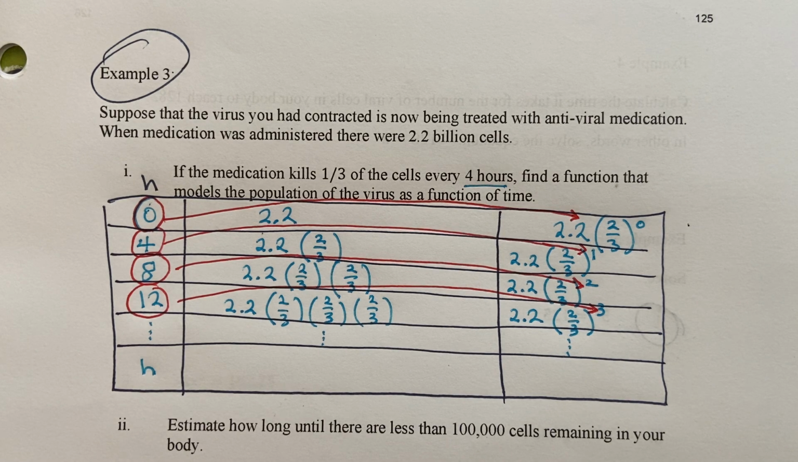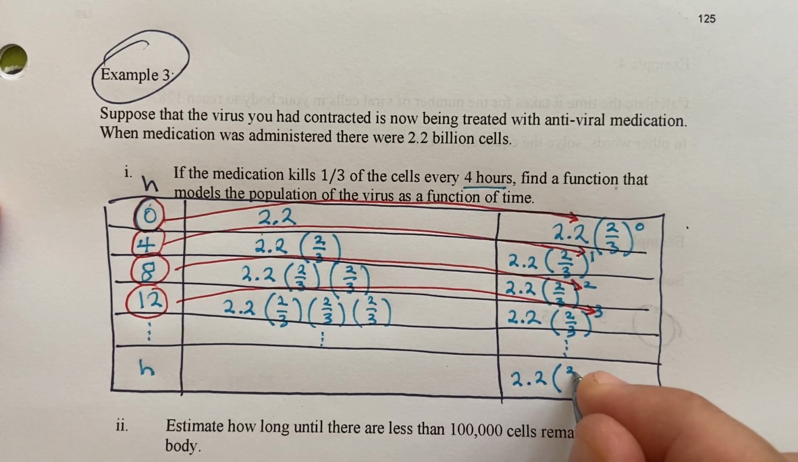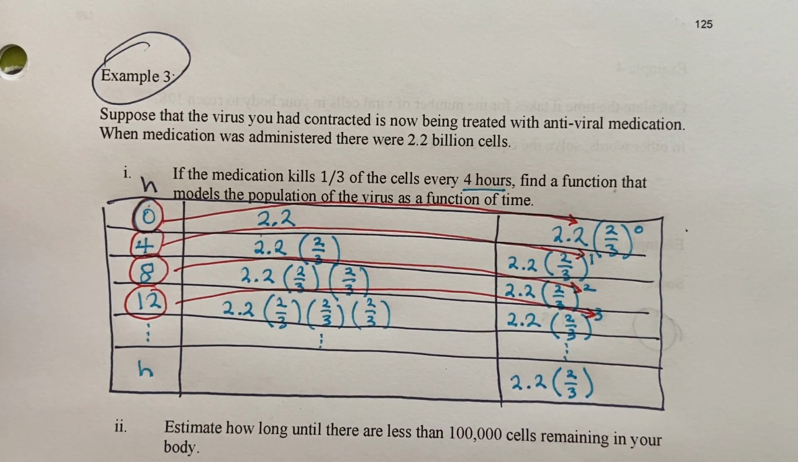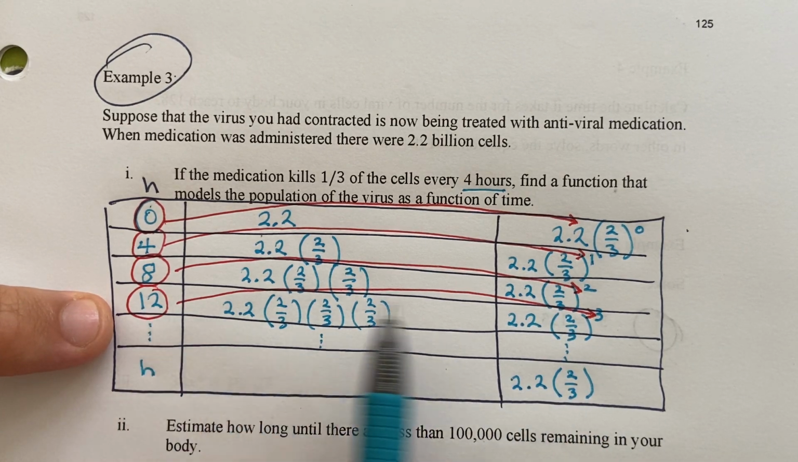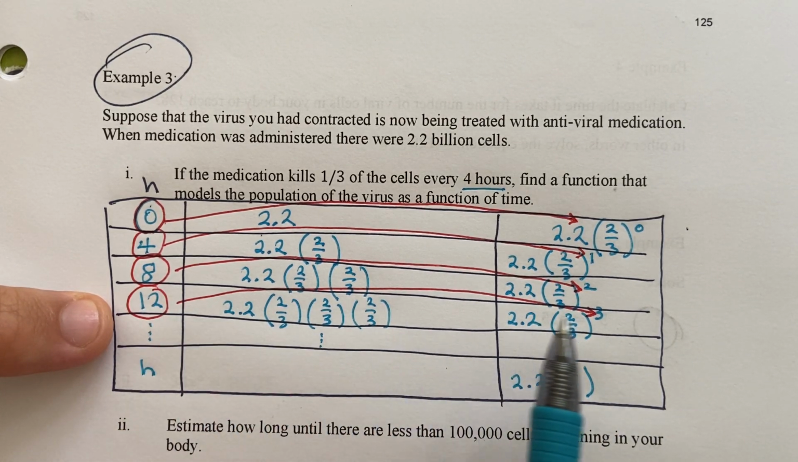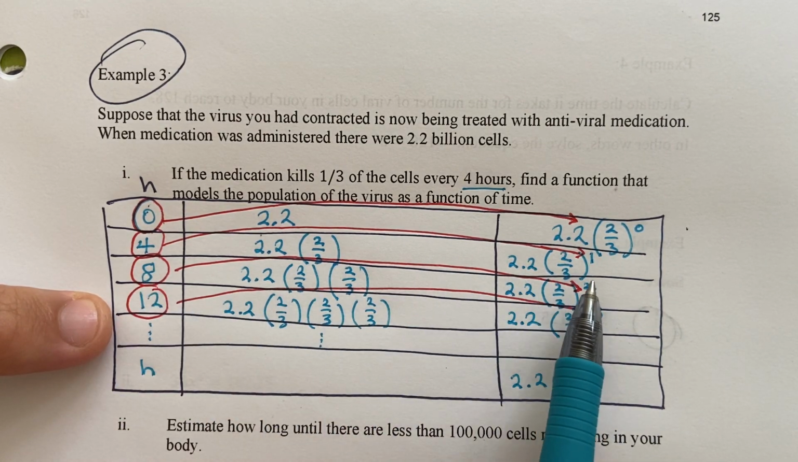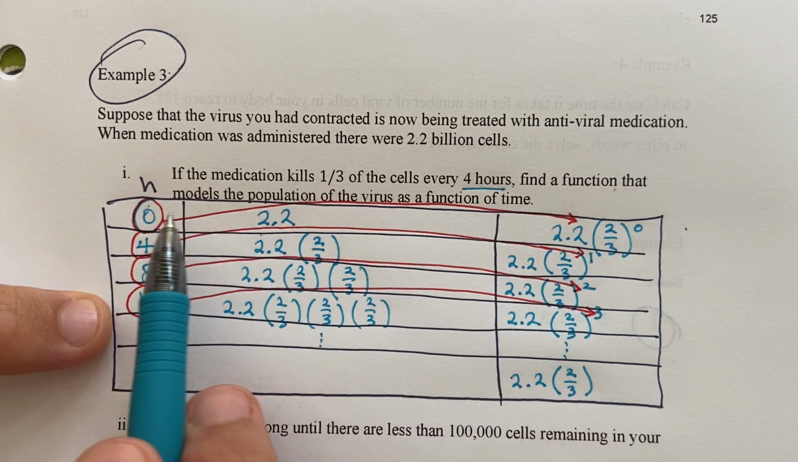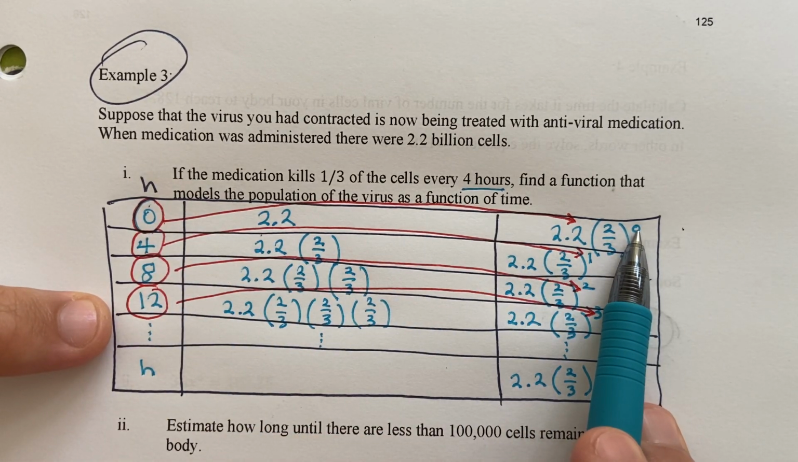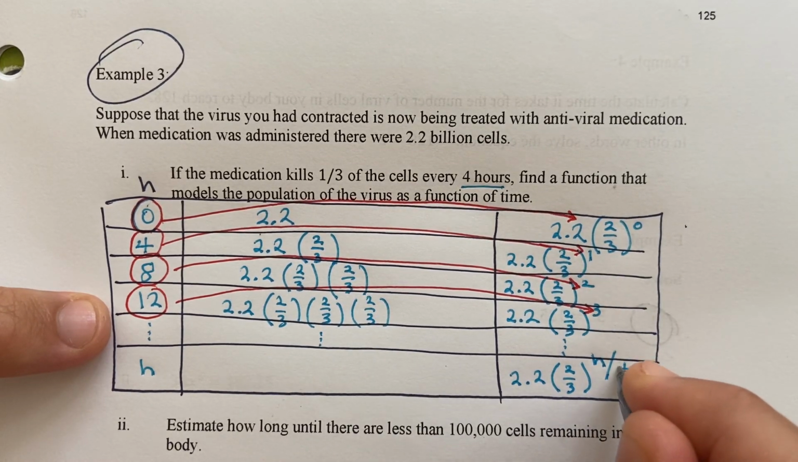So if I have h hours, it looks like I'll have 2.2 times 2/3, and it's not just simply h, right? Because it's not 12 and 12. It looks like 12 got divided by 4. Looks like 8 got divided by 4. Looks like 4 got divided by 4. It looks like 0 got divided by 4. So I would have h over 4.